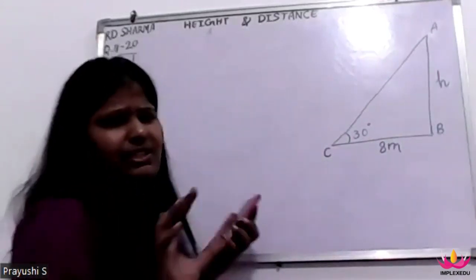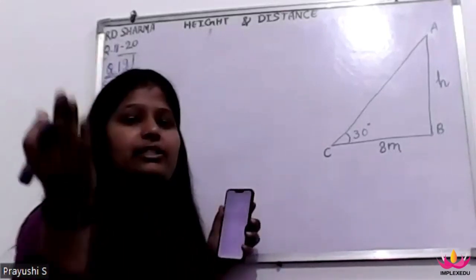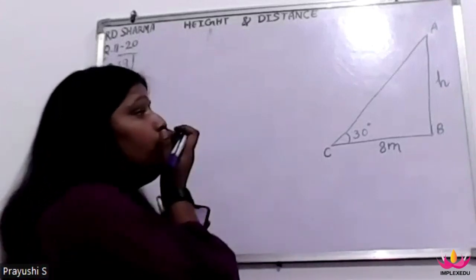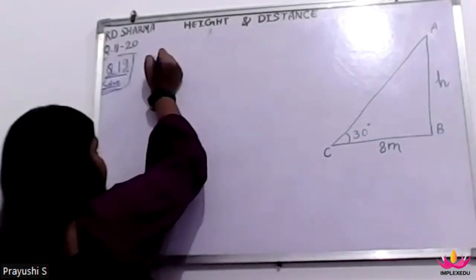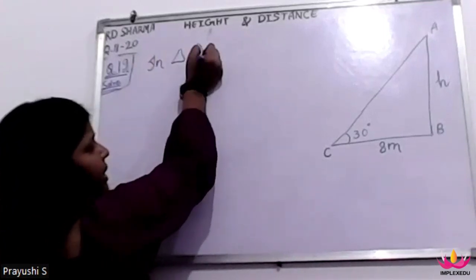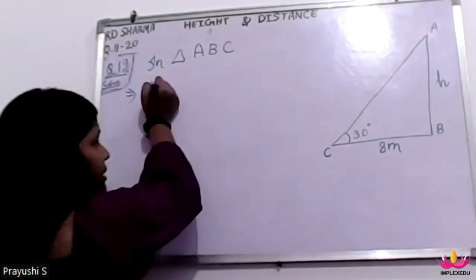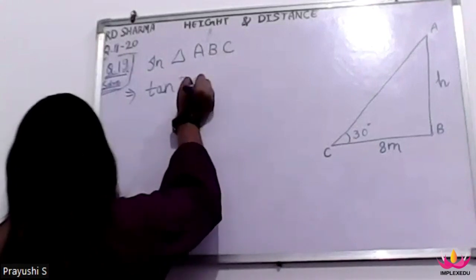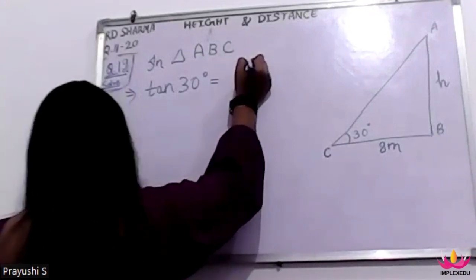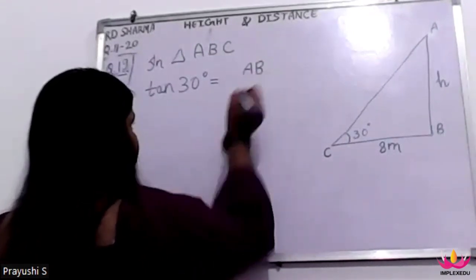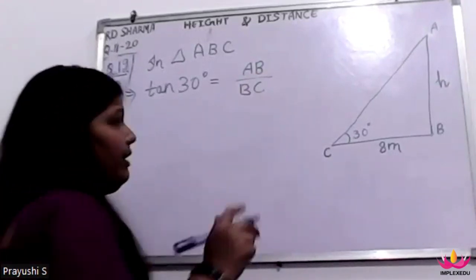So this question is very easy. What I was talking about is the question you will find in the next questions. So what we will do is take triangle ABC. In triangle ABC, tan 30 degrees is equal to AB upon BC. AB upon BC, correct?